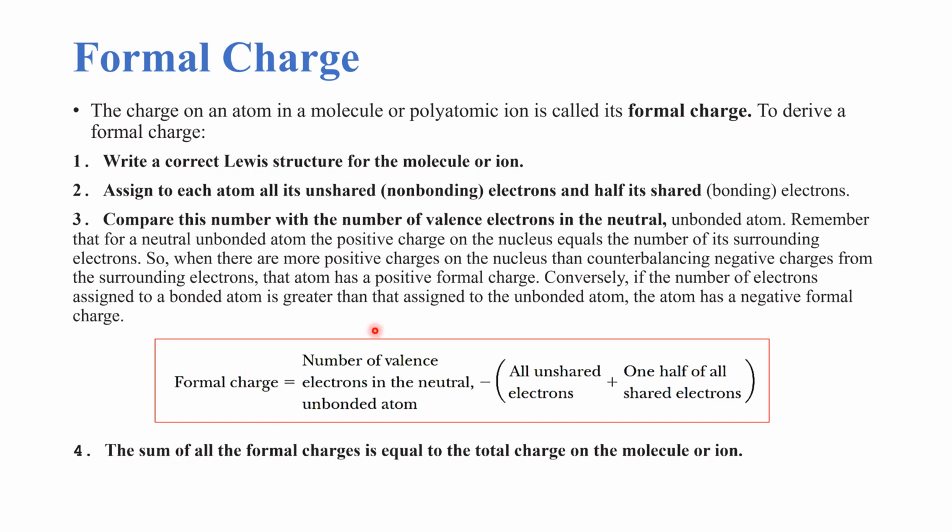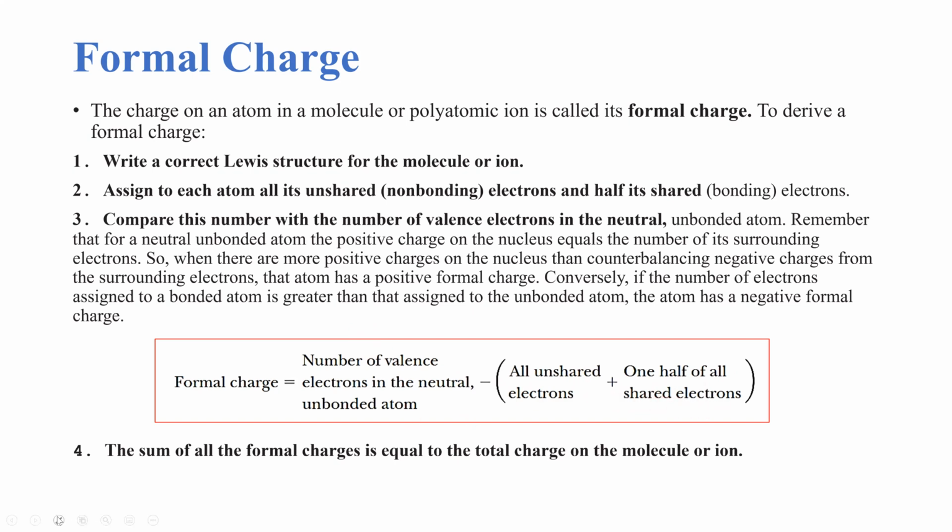So the formal charge calculation formula is: the formal charge equals the number of valence electrons in the neutral unbonded atom, or you can say the number of valence electrons in the ground state. For example, carbon is carrying four electrons in its outermost shell, the valence electrons, so we will write the 4 here. Now minus all unshared electrons, which are the non-bonded or lone pairs. Then there is plus 1/2 of all shared electrons, right?